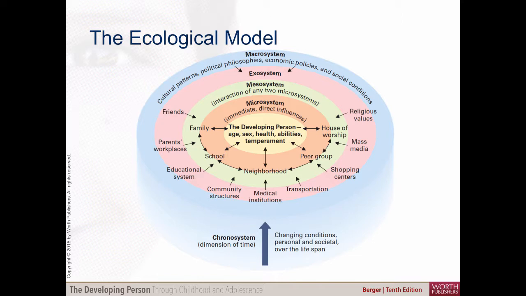So microsystems, which are the family, peer groups, classroom, neighborhood, and house of worship, intimately shape human development. Surrounding and supporting the microsystems is the exosystem, external networks such as local educational, medical, employment, and communication systems that influence the microsystems. Influencing both of these systems is the macrosystem, which includes cultural patterns, political philosophies, economic policies, and social conditions. And the chronosystem emphasizes the importance of historical time.